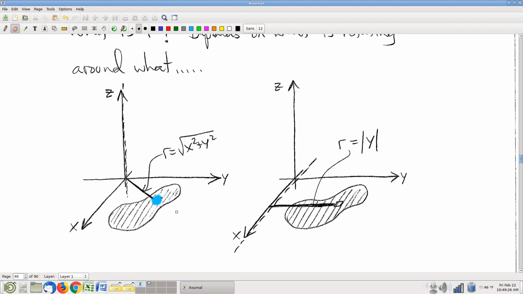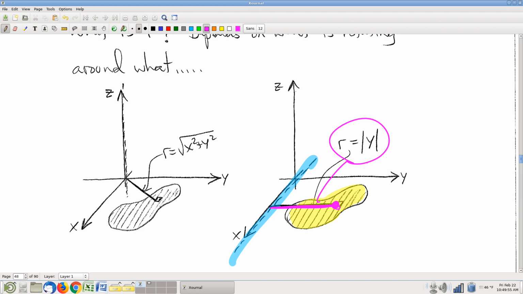That distance, easily computed in this case, is square root of x squared plus y squared. But if you're rotating around a different axis, let's say there's plenty of situations where maybe this region is rotating around that axis. Well, this is a very different situation, and now the distance from there to the axis you're rotating around is clearly not square root of x squared plus y squared. Right? It's the absolute value of y.